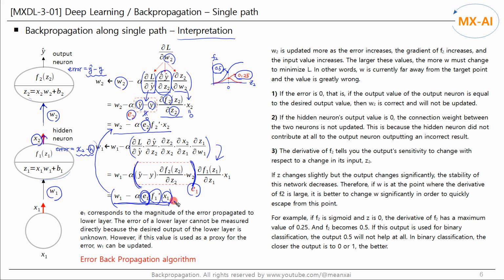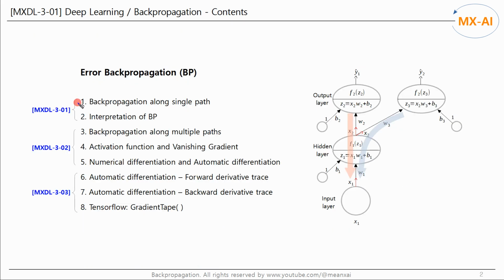In other words, the error in the output layer is backpropagated, and the error E1 is assigned to the hidden neuron. This is the error backpropagation algorithm. So far, we have looked at the process of updating parameters through backpropagation on a single path. In the next video, we will look at backpropagation along multiple paths.